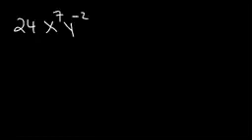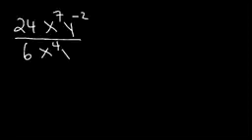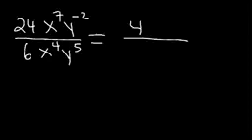Now, what if we have a problem that looks like this? 24 x to the 7 y to the negative 2 divided by 6 x to the 4 y to the 5th. What's the answer? So we need to divide. Let's divide 24 by 6. 24 divided by 6 is 4. Now what's x to the 7 divided by x to the 4? We need to subtract. Top minus bottom. 7 minus 4 is 3. After you subtract it, initially it goes on top.